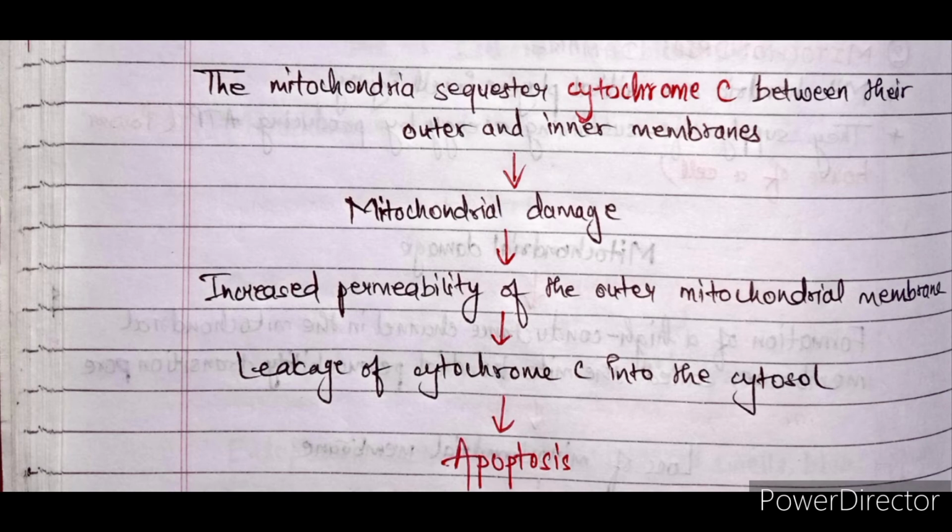Now the third thing in mitochondrial damage is that between the two layers of mitochondria, there is a protein known as cytochrome C. When the mitochondria is damaged, this cytochrome C will come out into the cytoplasm and ultimately cause apoptosis of a cell, as we have already discussed in apoptosis. Here we can see the mitochondria sequester cytochrome C between their outer and inner membranes. When there is mitochondrial damage, it will lead to increased permeability of the outer mitochondrial membrane, due to which there is leakage of cytochrome C into the cytoplasm or cytosol, causing apoptosis of a cell. So these were the three mechanisms of mitochondrial damage. Now let's see its summary.